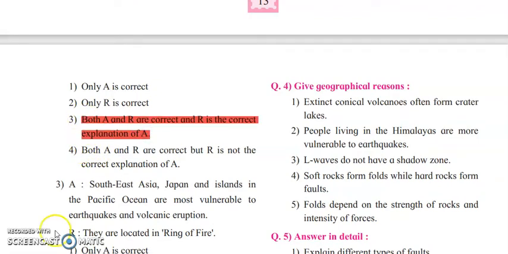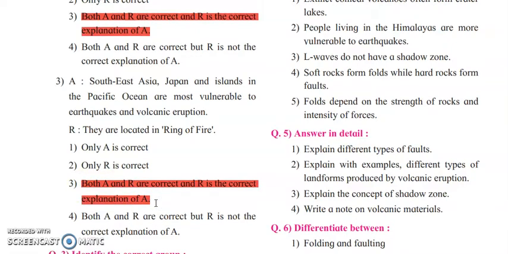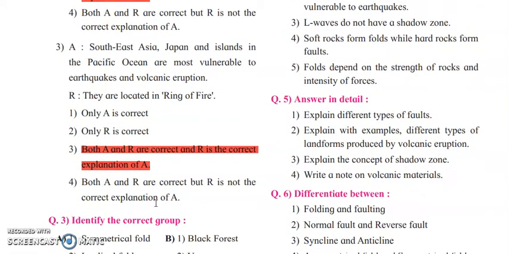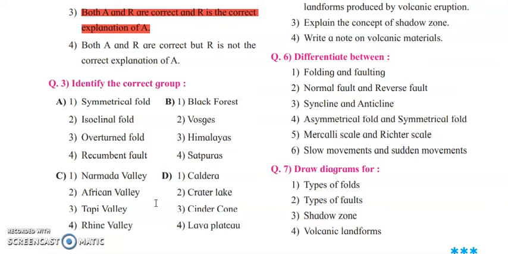Next question: Southeast Asia, Japan and islands in the Pacific Ocean are most vulnerable to earthquake and volcanic eruption. And the next statement is they are located in the ring of fire. Both the statements are totally correct, hence both A and R are correct, and as it really comes in the ring of fire, hence R is the correct explanation of A. It is exactly correct.